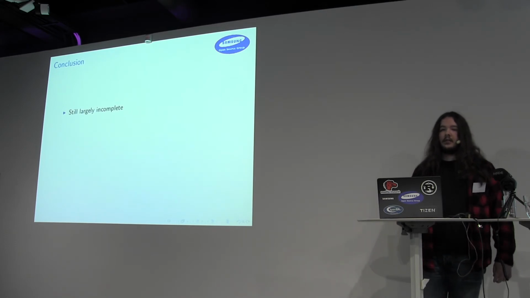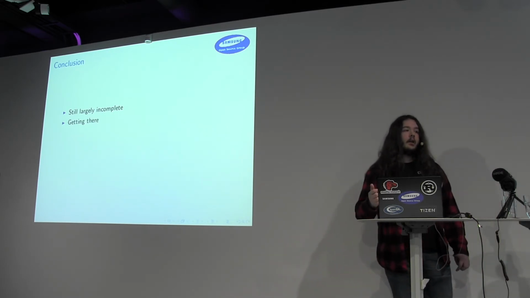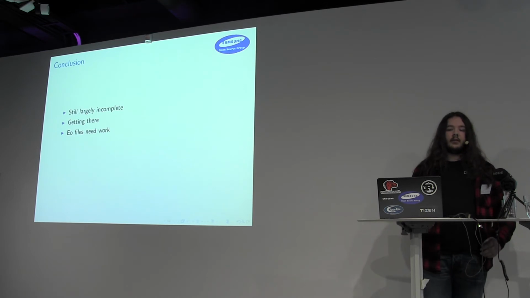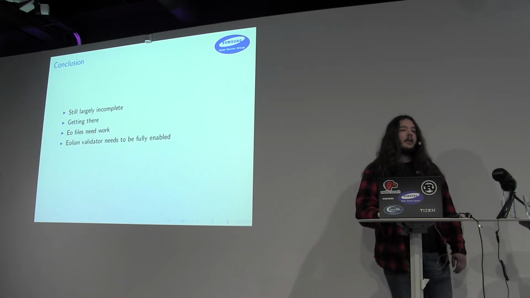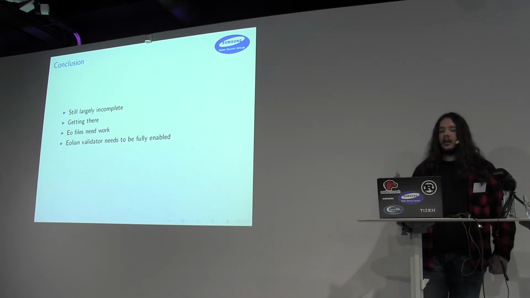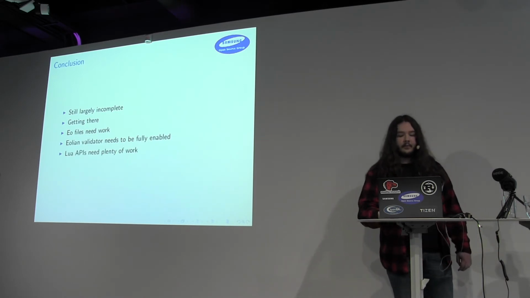Conclusion: it's still largely incomplete. We need to work on this more, but it's getting there. It's much better than it used to be already. Those AO files need work because we need to fill in all those types to actually make things generate 100%. And the validator, which is already written, needs to be enabled. But before we can enable it, we basically have to complete the other stuff.